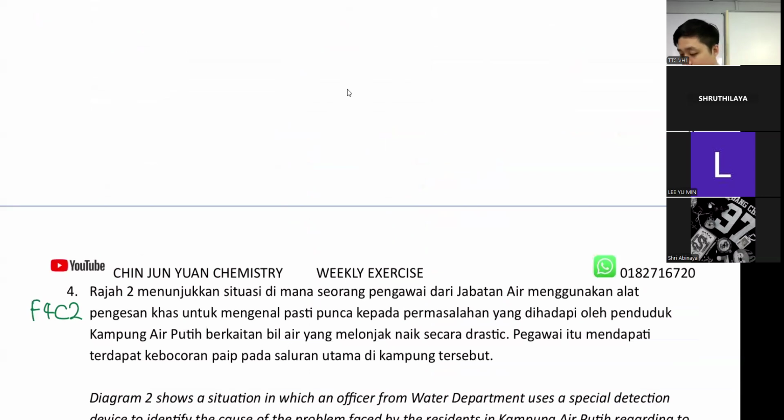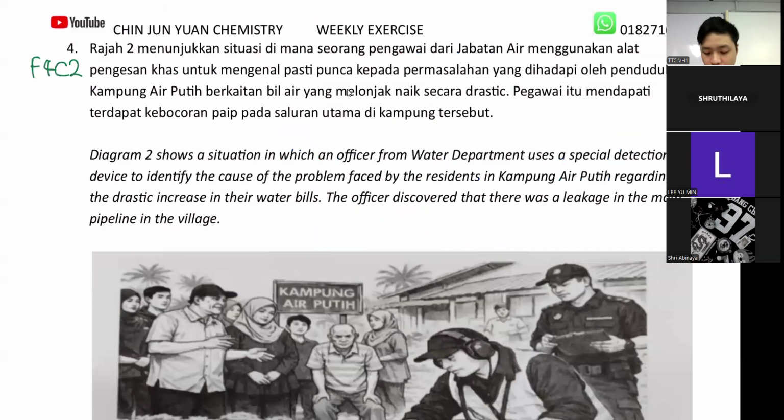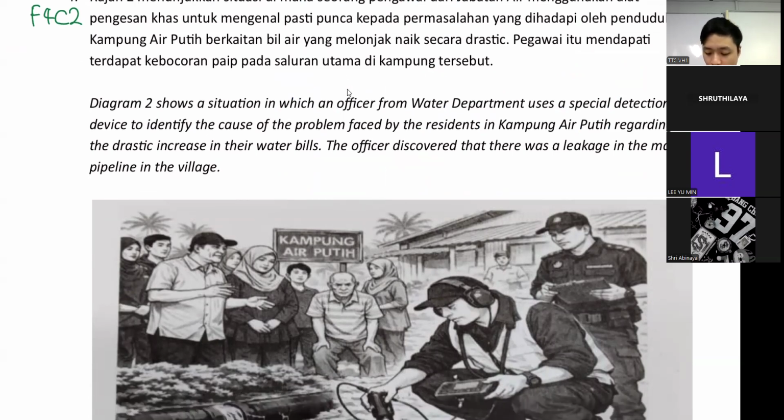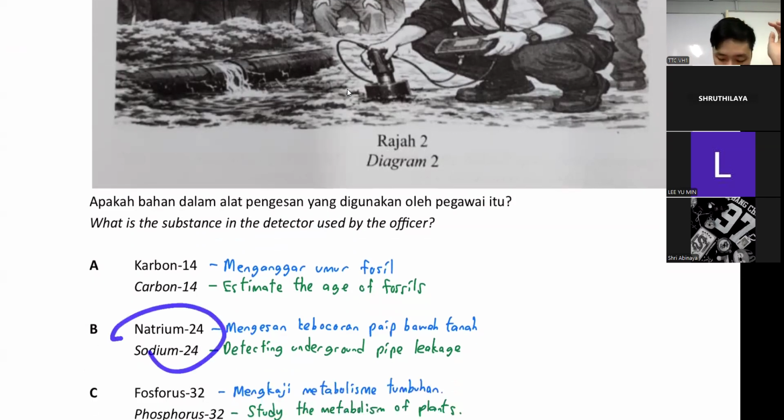Okay. And then, diagram 2 shows the situation in which an officer from the water department uses a special detection device to identify the cause of the problem faced by the residents in Kampung Air Putih. The officer discovered that there was a leakage in the main pipeline in the village. What substance is in the detector used by the officer? If you see water, a water pipeline, an underground pipe, you already know, okay? This is sodium 24.